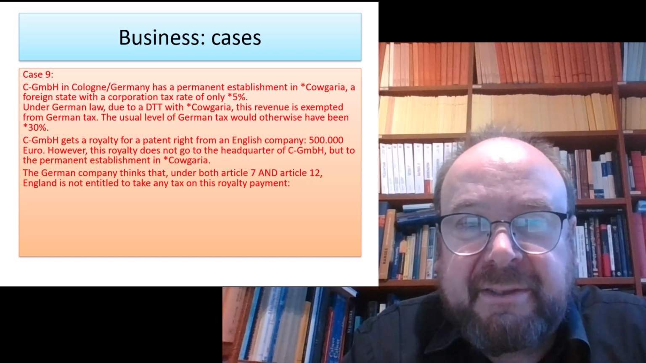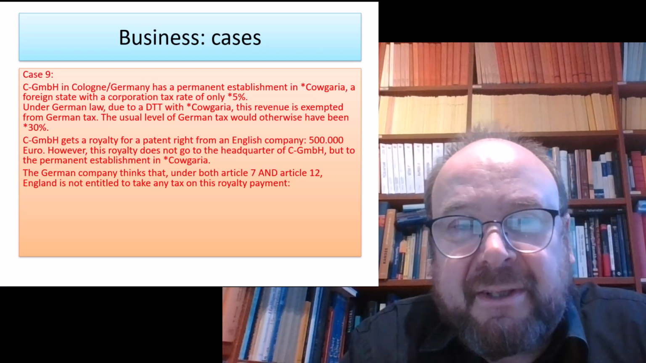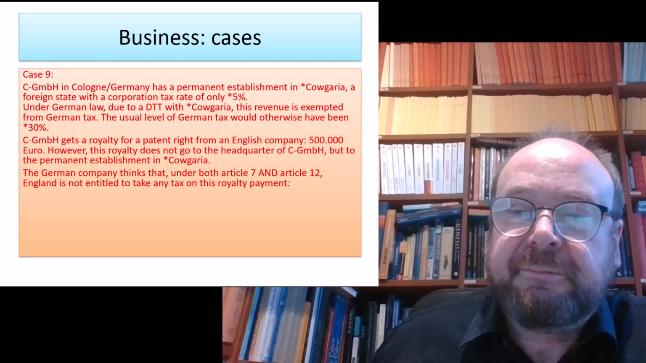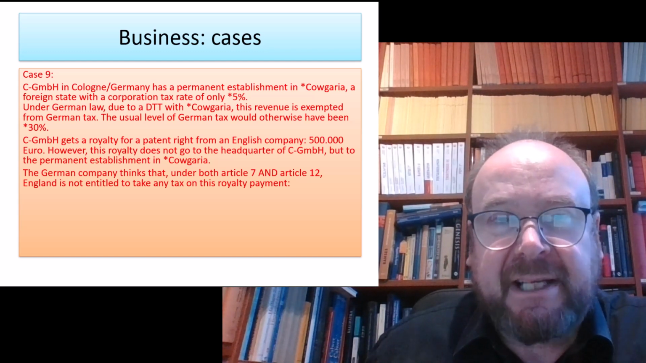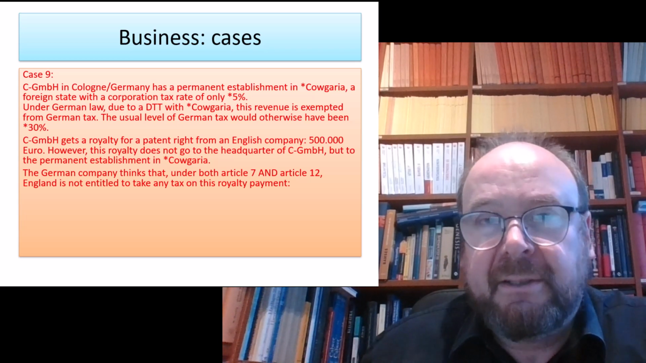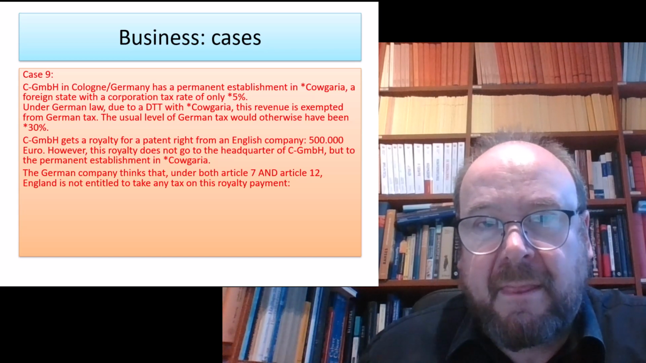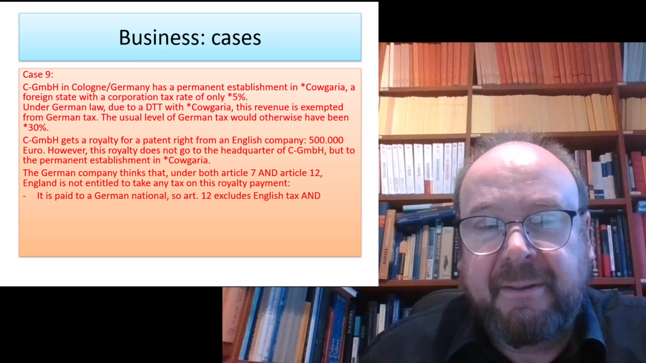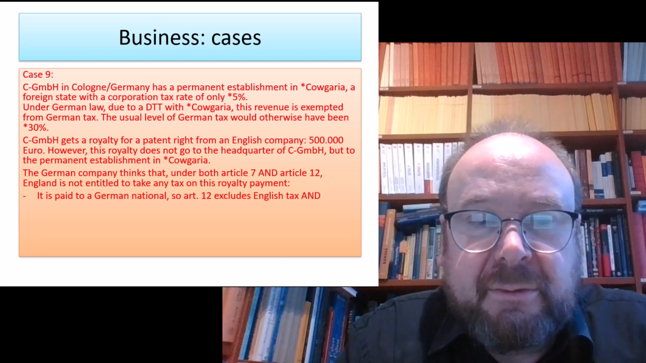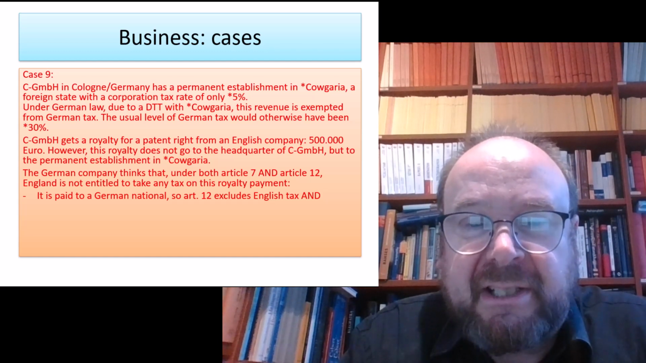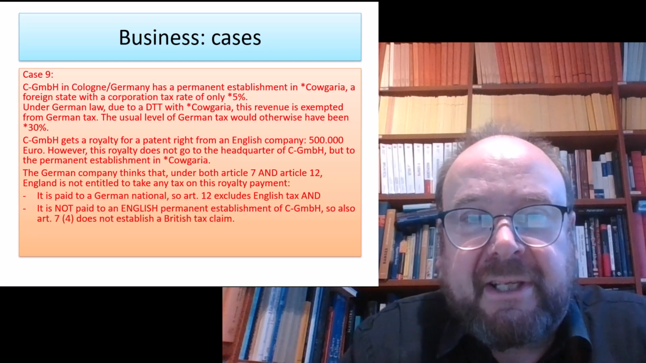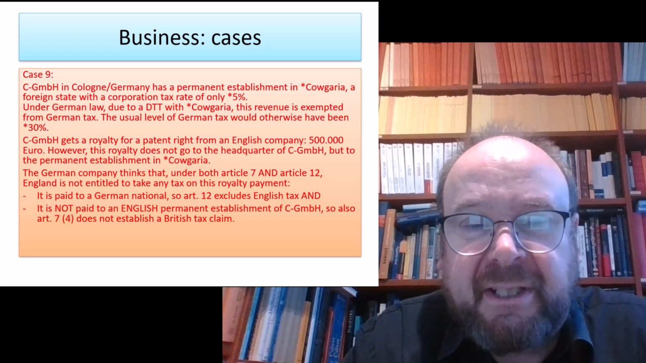The Germans have the right under the treaty, but they can renounce this right with regard to others, which they evidently did here. So the German company thinks that's nice now, because under both Article 7 and Article 12, the English do not have any possibility to tax this royalty payment. Under Article 12, a royalty payment which is made to a German national, so a German GmbH, cannot be taxed in England. And under Article 7, you also cannot claim this license fee as a part of an English permanent establishment.